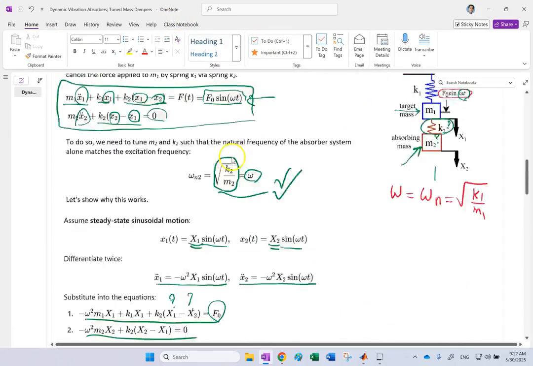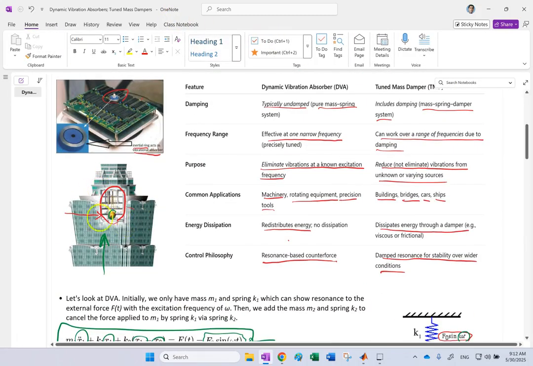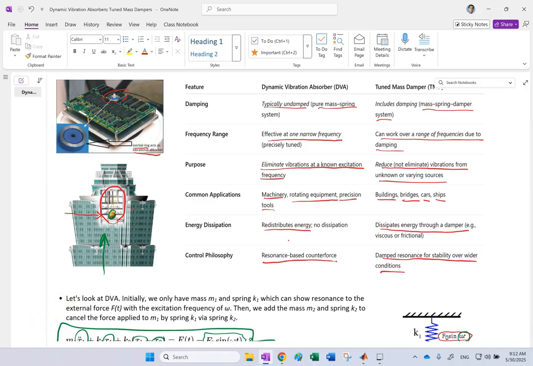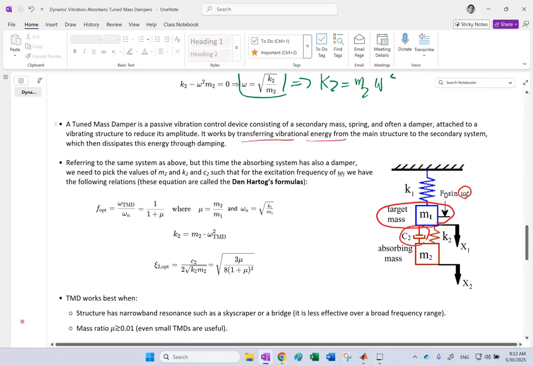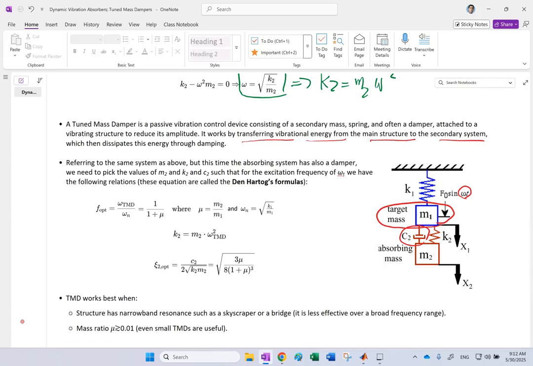In this building, when there is wind or earthquake, the building might move a little bit and it's fine, but you don't want it to move several meters or several feet to make the residents uncomfortable. So the way it is working, as I said, is it transfers the vibrational energy from the main structure to the secondary system, and the secondary system has a damper, so it dissipates the energy.